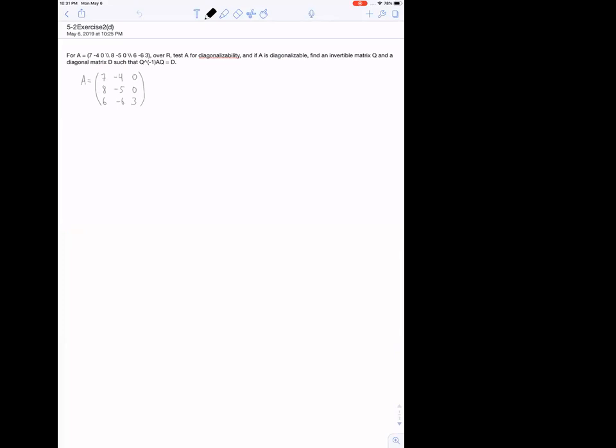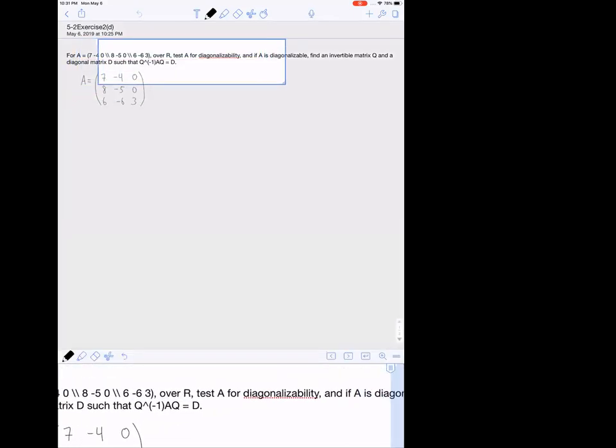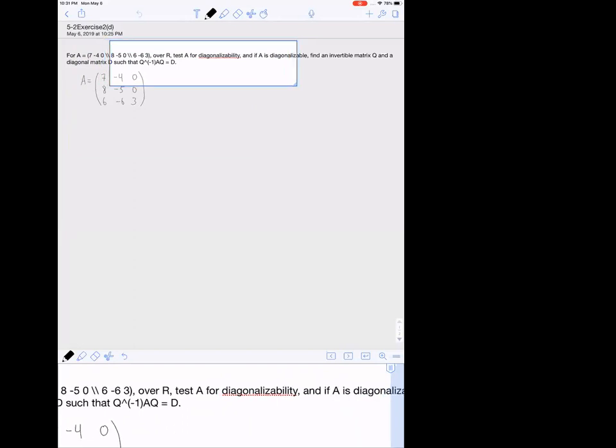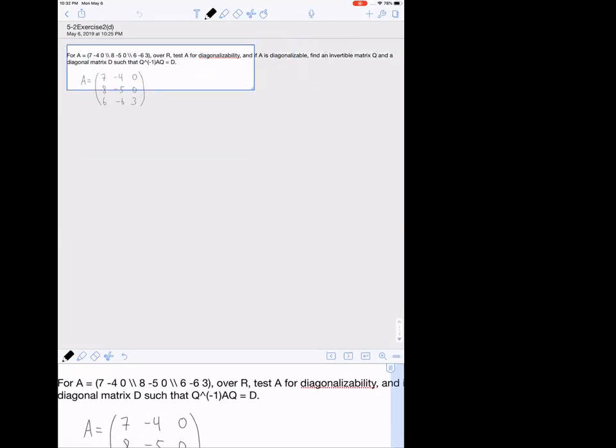For the matrix A, I've typed it out in a row form, but it's also written here. A is the matrix 7, minus 4, 0, 8, minus 5, 0, and then 6, minus 6, 3. It's a matrix over R, so the base field is real numbers. The instructions are to test A for diagonalizability, and if it is diagonalizable, then find an invertible matrix Q and a diagonal matrix D, so that Q inverse AQ is equal to the diagonal matrix D.